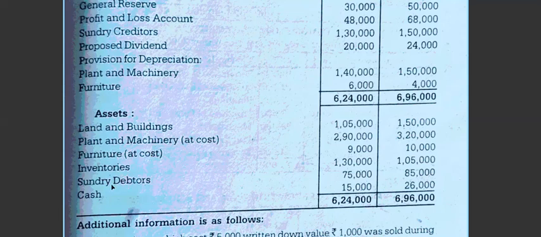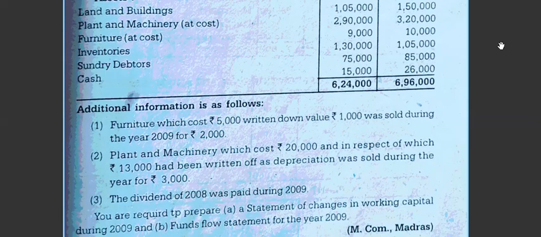Inventory, sundry debtors and cash are current assets. They will go to the working capital. Okay. Next we'll see the adjustments. Furniture cost is 5,000.